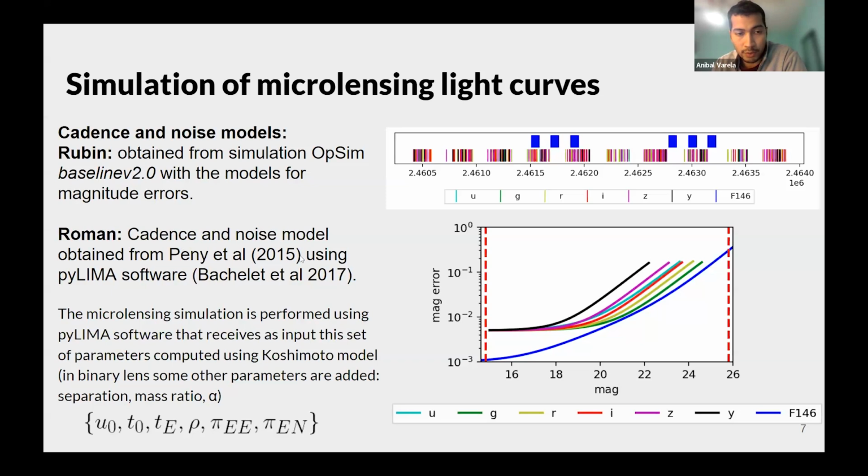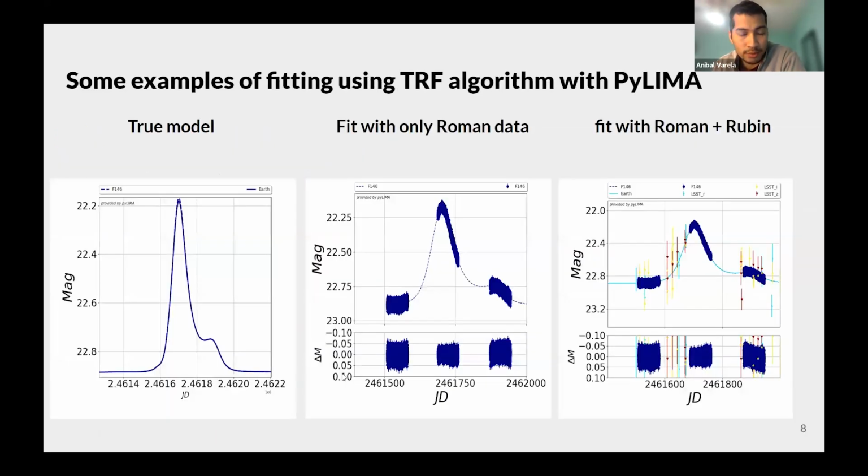So with this, and the noise model that we can compute using previous works about Roman and the OpSims, we can create light curves using the pyLIMA software and the Koshimoto model for kinematic parameters such as the relative proper motion and the distance to the source and the lens. And with all this, we can create light curves as if they were observed by Roman and Rubin.